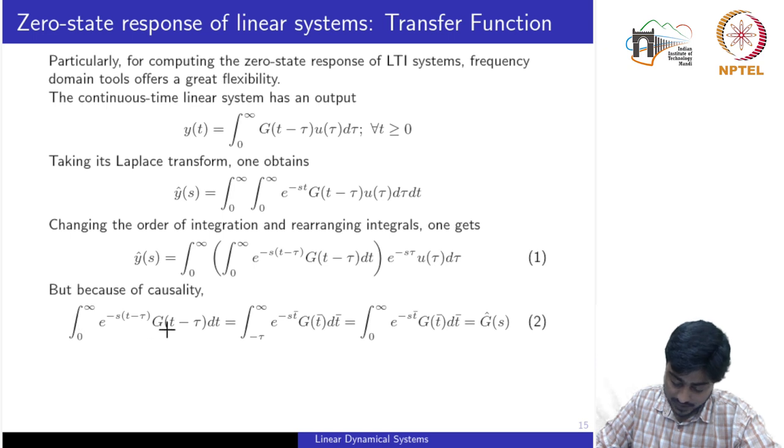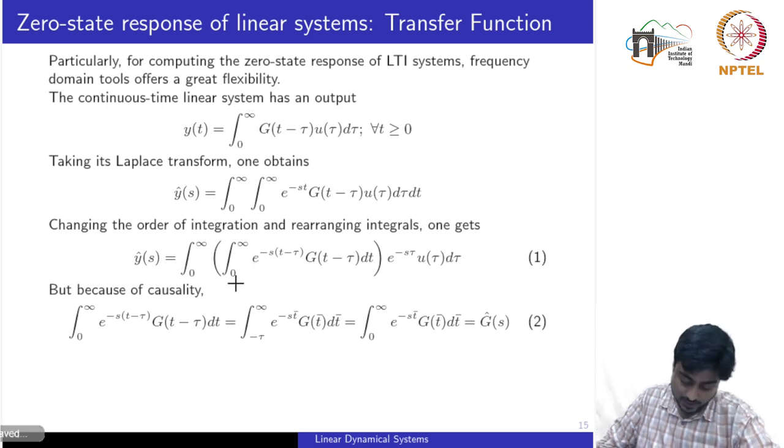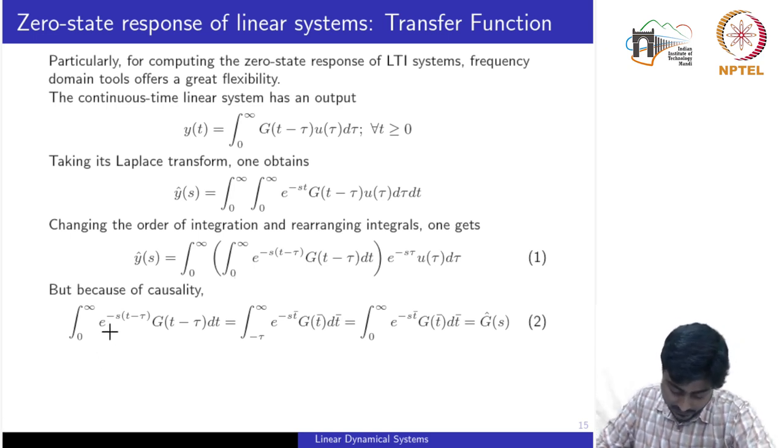But before the Laplace transform, we need to see how the causality property plays its role to finally say that it is the Laplace transform. Because of the causality, we have the same integral here. Now in this equation, if we replace t minus tau by another variable t bar, right?